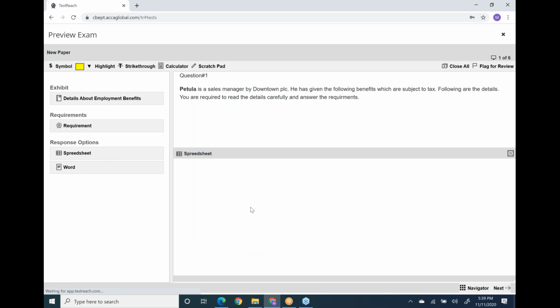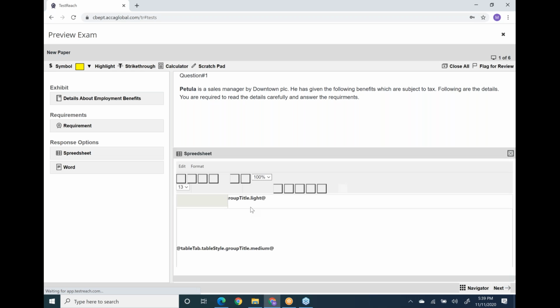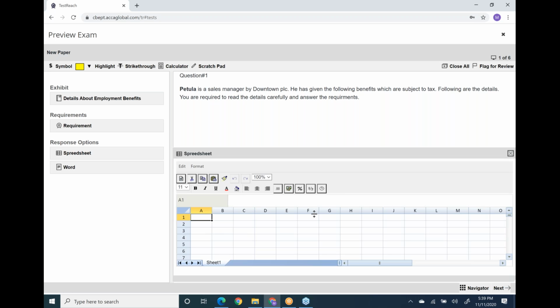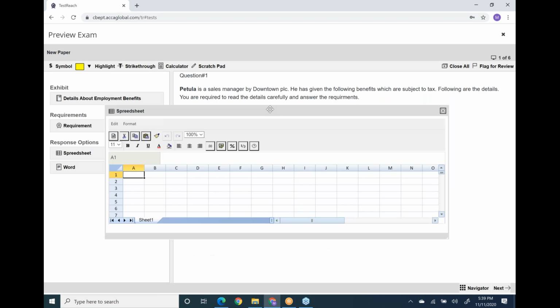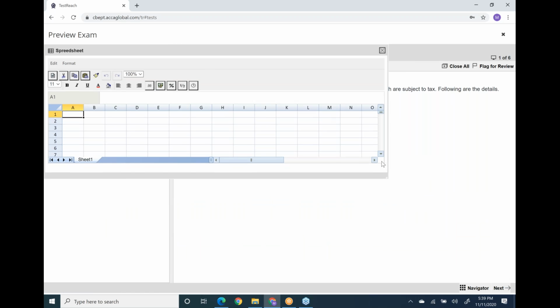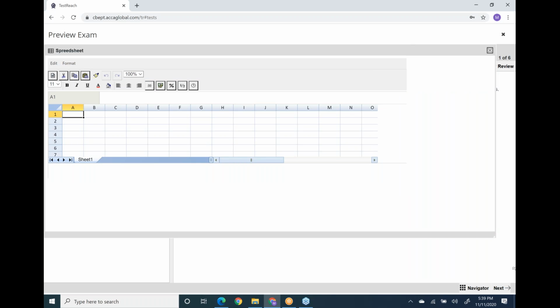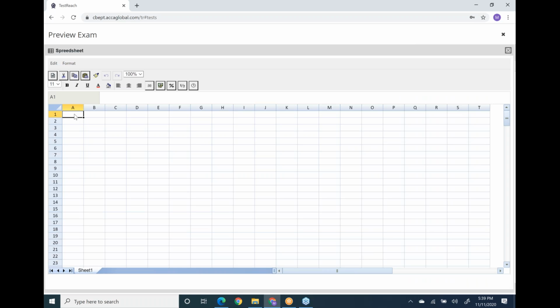See, I'm going to open the spreadsheet. You can see the spreadsheet. First of all, we are going to calculate employment income.